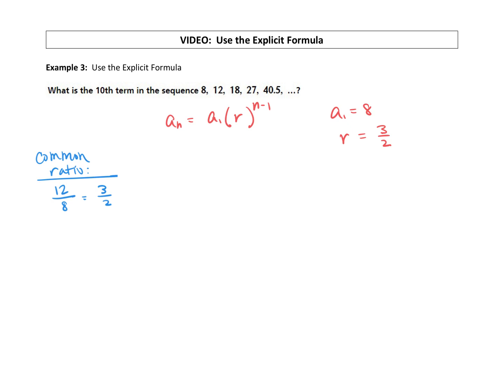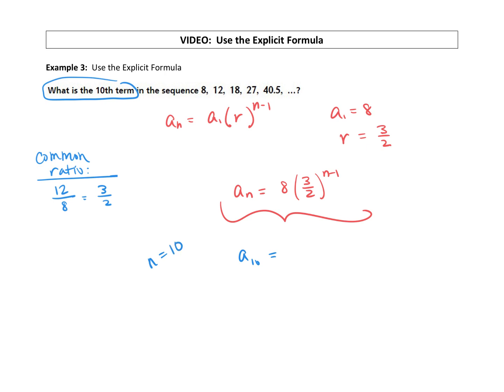And now we can write an explicit formula. A sub n equals our first term of 8 times our common ratio 3 halves raised to the n minus 1 power. Now we're going to use our explicit formula to find the 10th term. To find the 10th term, that's a sub 10. We're going to let n equal 10 to find the 10th term. So 8 times 3 halves raised to the 10 minus 1 power. So first, let's just simplify that exponent. 8 times 3 halves raised to the 9th power.